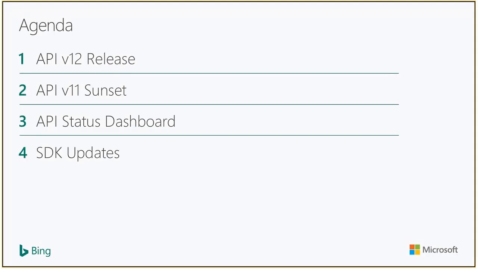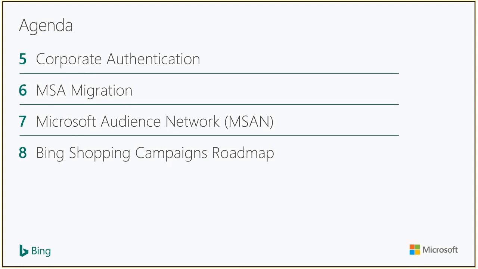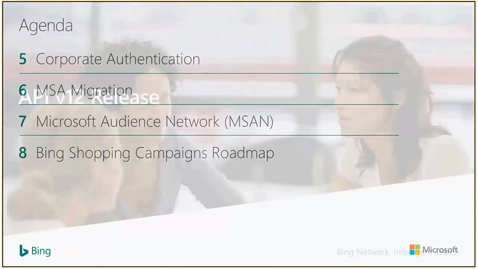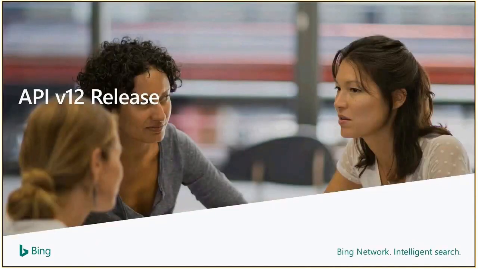And with that, let's take a look at our agenda. Today we'll be covering the API v12 release, API v11 sunset, the API status dashboard, SDK updates, corporate authentication, MSA migration, the Microsoft Audience Network, and Bing shopping campaigns. I will now turn it over to Sebastian, where he will kick things off with API v12 release.